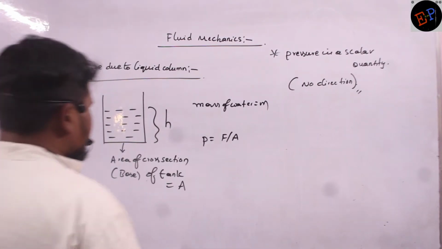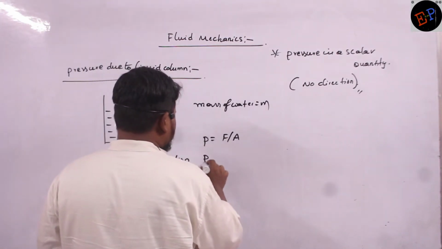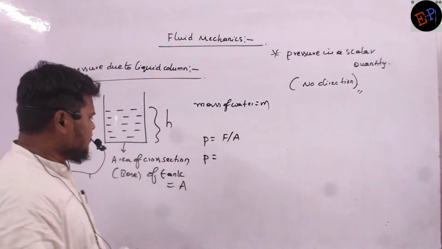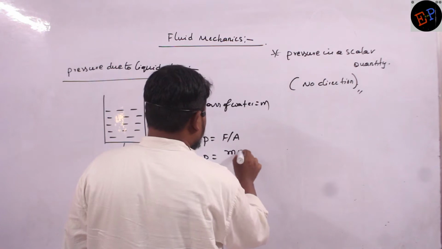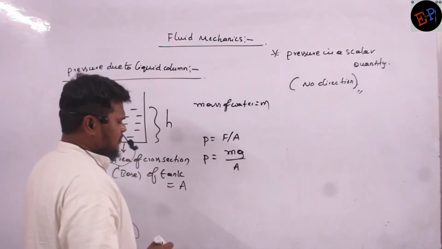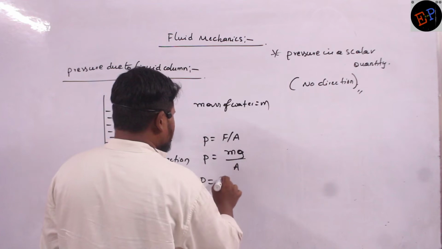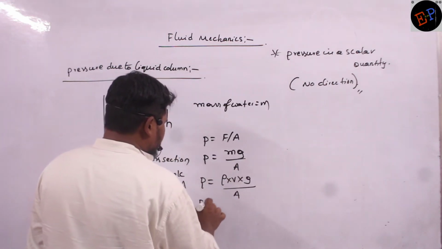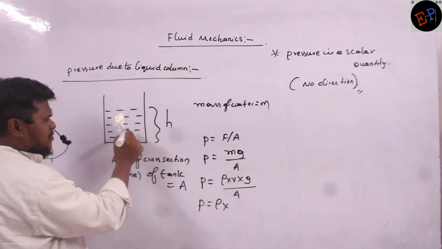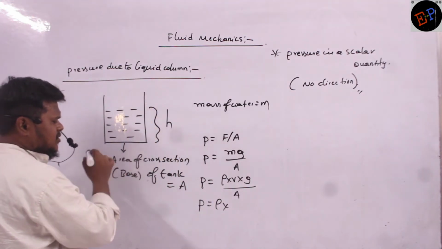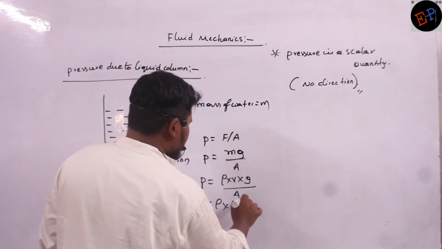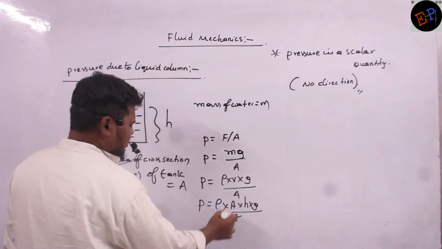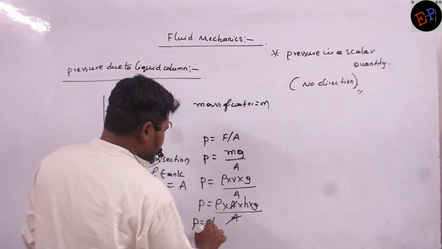So in this condition, what is the force exerted by water on the base of the container? It is nothing but the weight of the water. Weight of water is mg, and pressure is mg divided by area. Mass can be written as density into volume into g, divided by A. Volume of the water is height multiplied by area of cross section. So pressure is area of cross section multiplied by height multiplied by g, divided by A. Clear? So I can cancel A and A, therefore pressure is equal to rho h g.